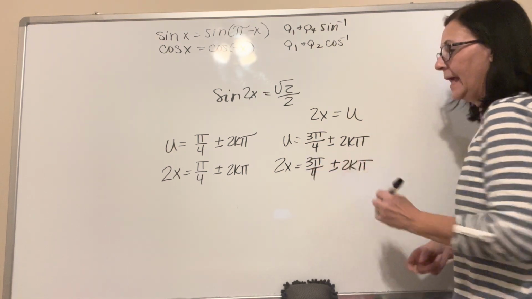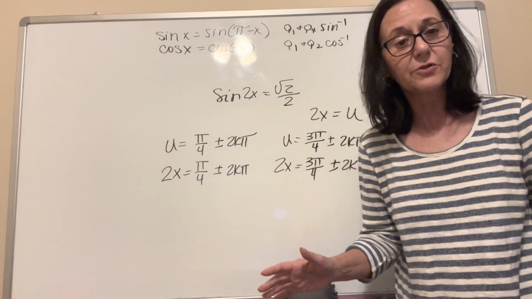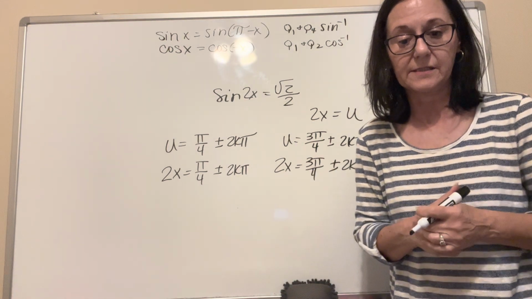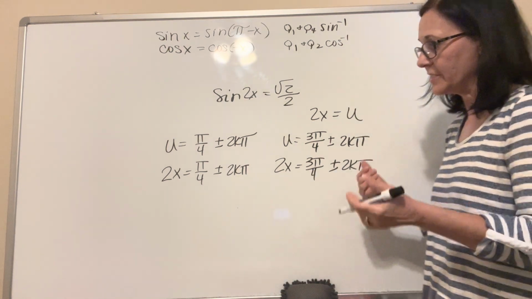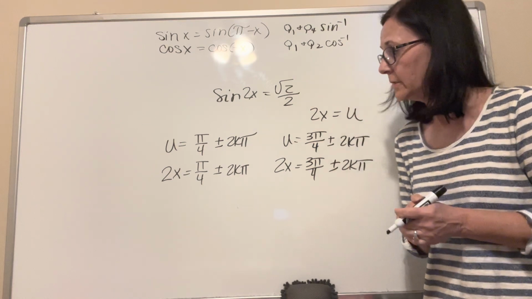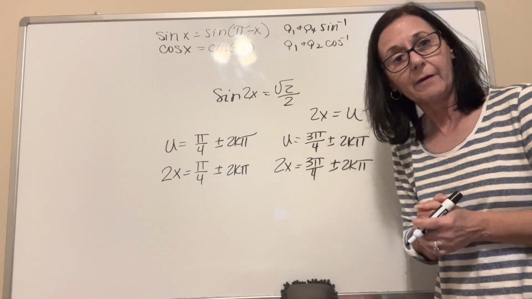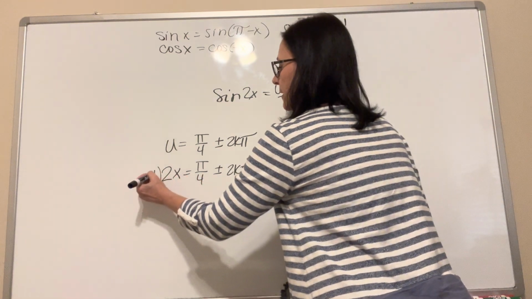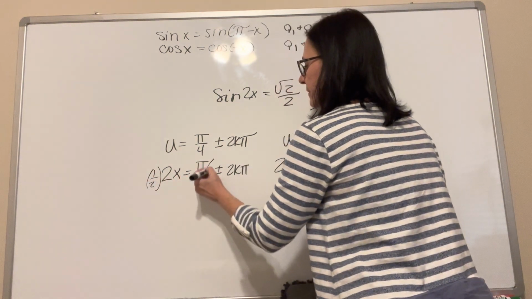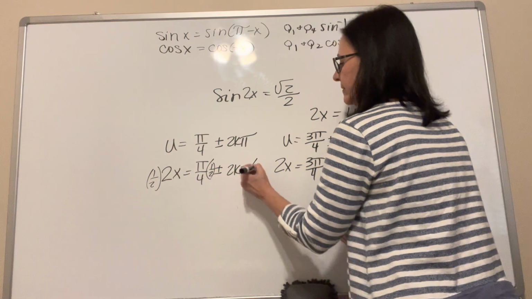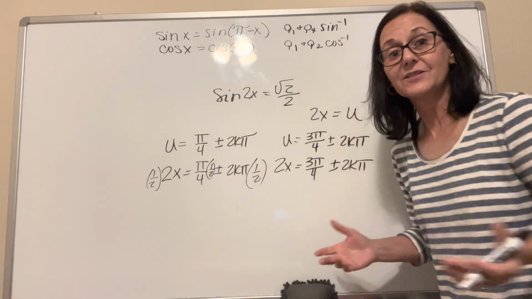And I want to solve for x. I don't want to know what 2x is. I want to solve for x. I just have to divide every term by 2. But since we have pi over 4, I'm probably going to multiply every term by 1/2. So 1/2, 1/2, 1/2, right? That's the rules of algebra.